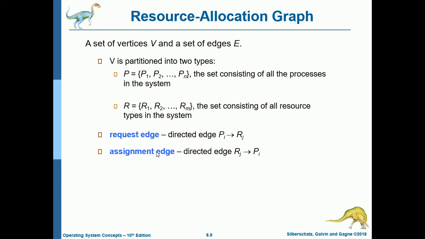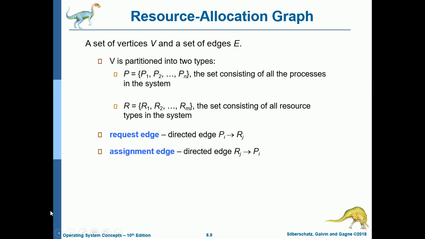So we have a resource allocation graph. This shows graphically, to easily understand, if there is a deadlock or not in a situation of processes requesting a particular resource. A resource allocation graph is a set of vertices V and a set of edges E. V is partitioned into two types: P from P sub 1 to P sub n, the set consisting of all the processes in the system, and R from R sub 1 to R sub m, the set consisting of all resource types in the system.